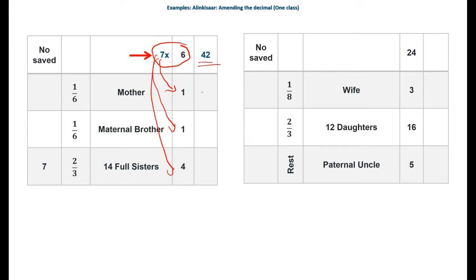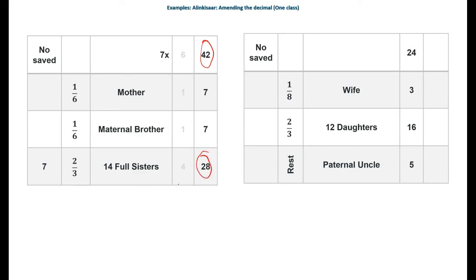7 times 1 equals 7, and 7 times 4 equals 28. So we have now a new total share and new shares for each heir. So 28 divided by 14 equals 2. So each sister now is getting 2 instead of getting a decimal number.